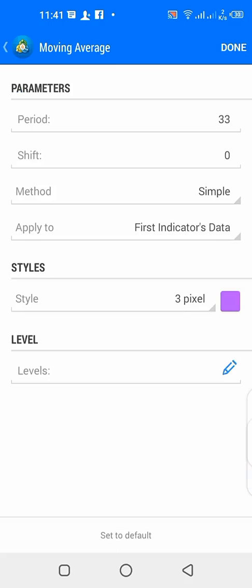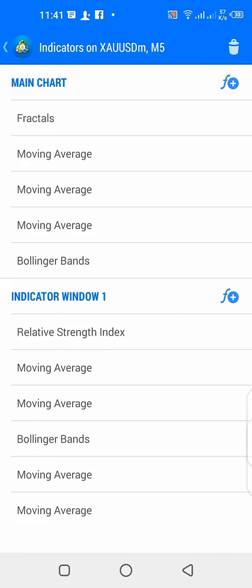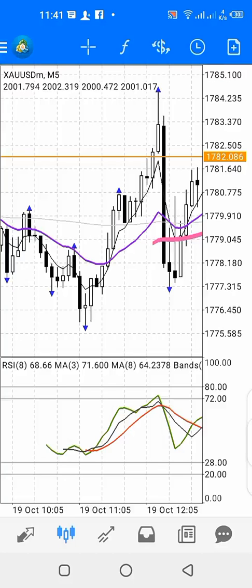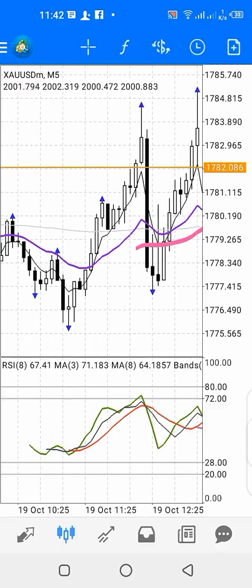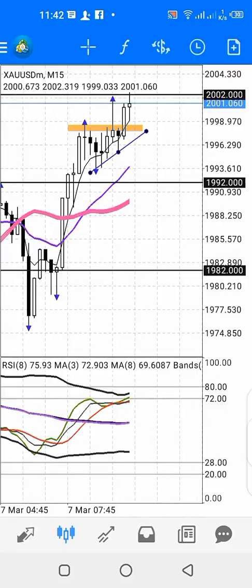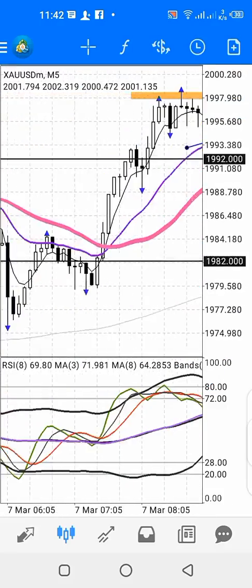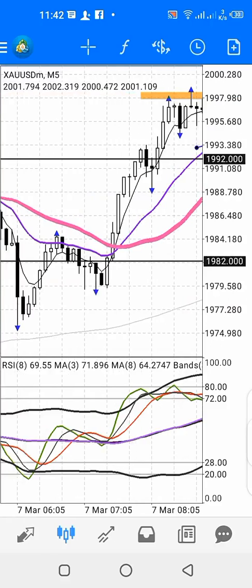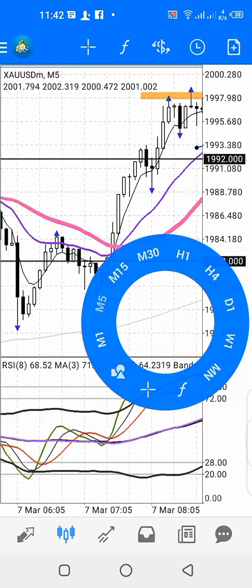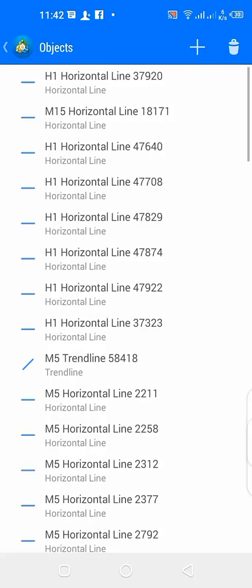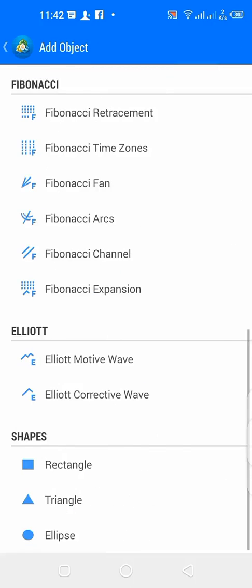This is a moving average. Period is 33, method is simple, apply to first indicator's data, color is purple. This is a 6 period moving average, first indicator's data, color is black, method is simple. So that's that for the indicators, in case you want to use them.